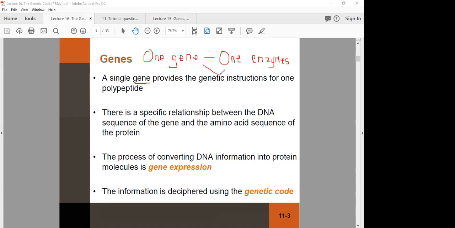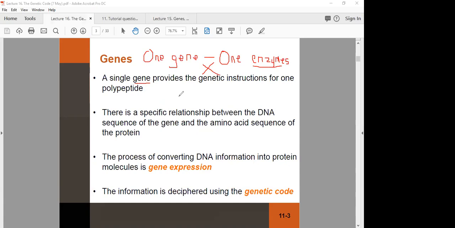This later turned out to be incorrect, for a few different reasons. One, because not all proteins are enzymes. Enzymes represent just one particular class of proteins. For example, there are structural proteins, and those proteins are also encoded by genes.